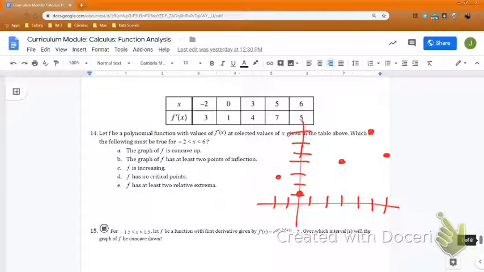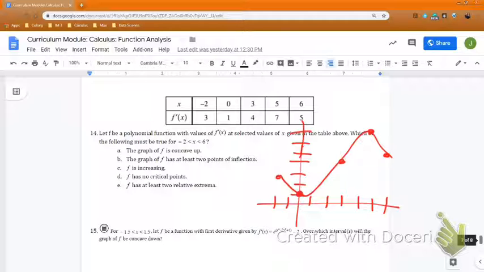So the first one, it says, the graph of f is concave up. Well, if we look at our chart, if f is concave up, what do we know about its first derivative? It's increasing. If you connected these points, even in the most basic way, it would look like this. This is the most basic way to connect these points. Is that function always increasing? No. So therefore, we cannot guarantee that the graph of f is concave up because it has to decrease at some points based on the points that are given to us. So A is definitely not a true statement.